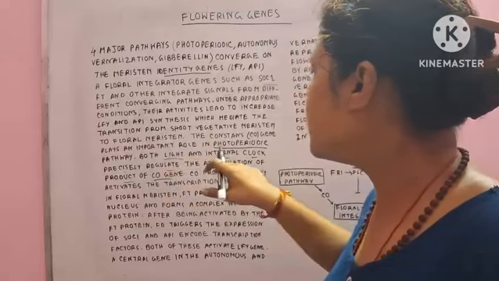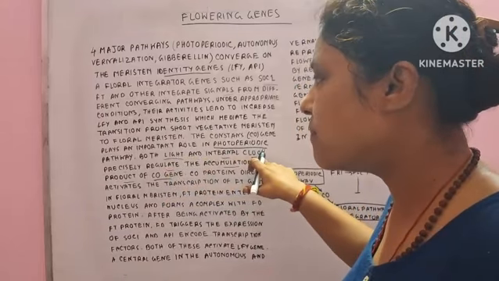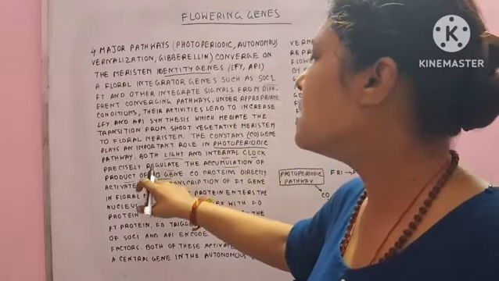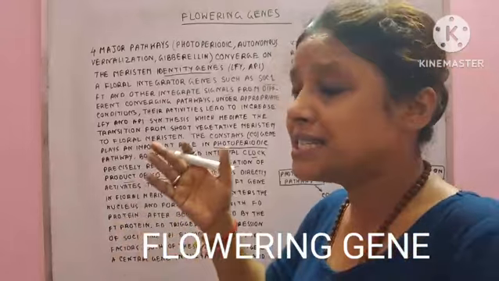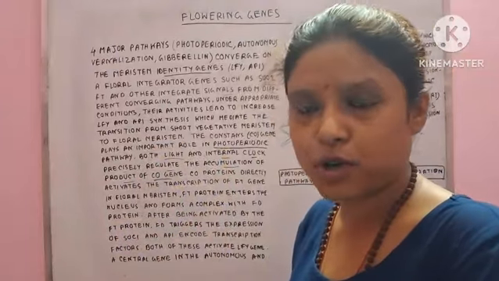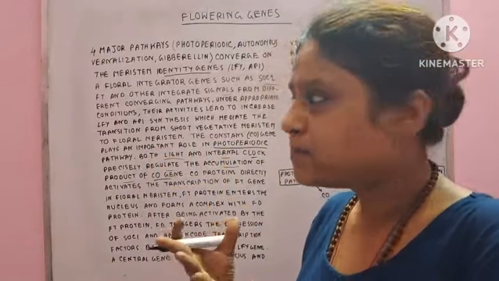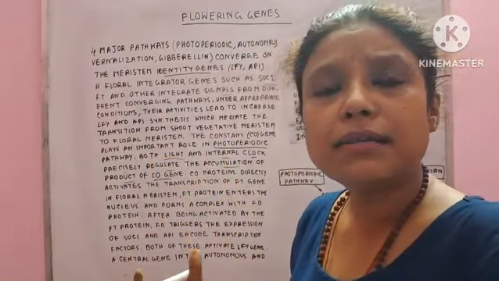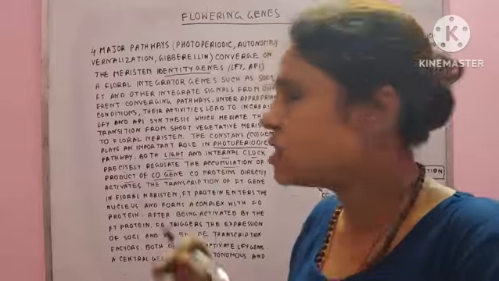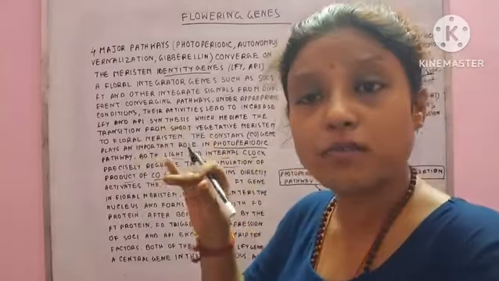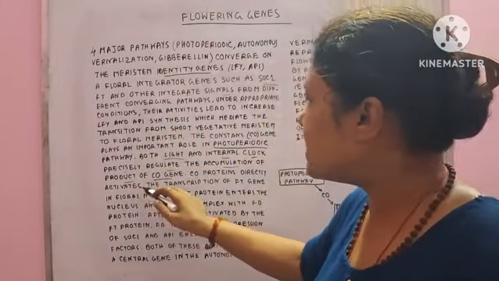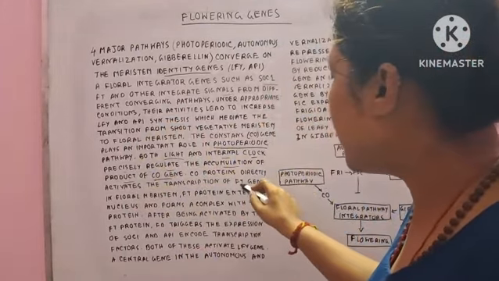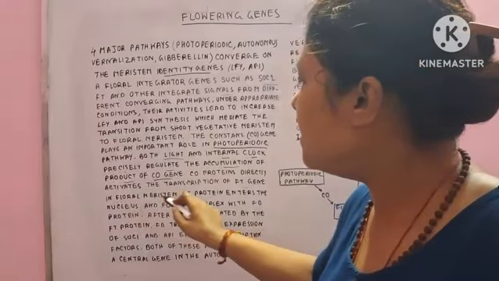One is the light, the second is the internal clock, and the third is the product of the CO gene. The CO gene products alone cannot make the flowering process continue, because the two other factors are also involved. Clear? The CO protein directly activates the transcription of the FT gene in the floral meristem.